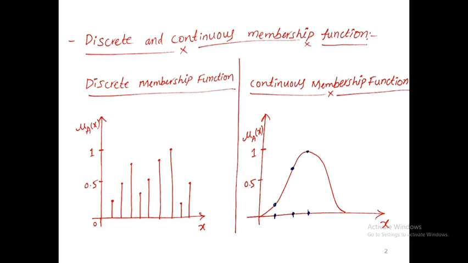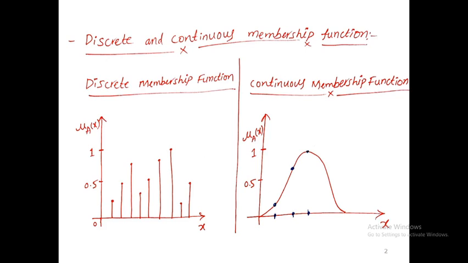By the name itself you can understand that the discrete membership function means there are no continuous elements present on the x-axis. If you see that figure, the y-axis represents the membership function, the x-axis represents the elements. X represents the elements, y represents the membership function or membership value. That membership value is varying from 0 to 1.